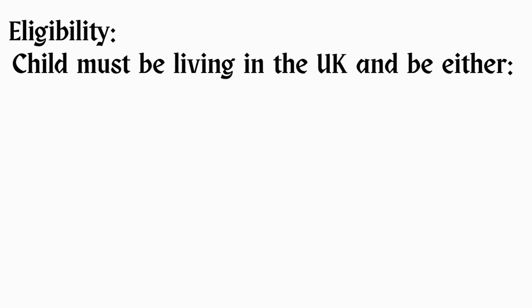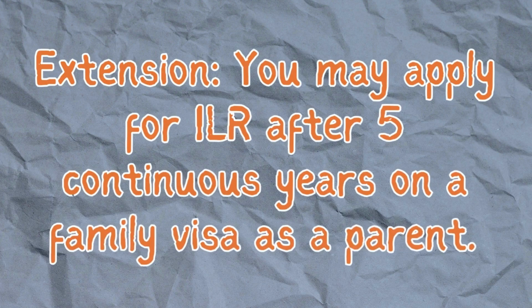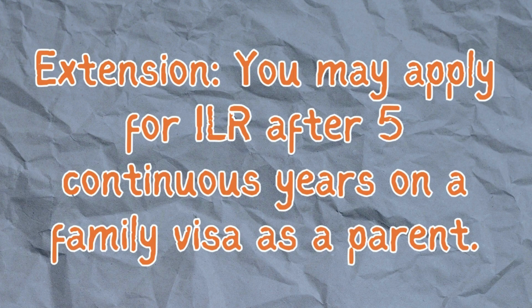The child must be living in the UK and be either a British or Irish citizen, settled in the UK, have pre-settled status, be an EU, Swiss, or EEA national, or have lived in the UK for 7+ years, if applying from within the UK. Extension: you may apply for ILR after 5 continuous years on a family visa as a parent.